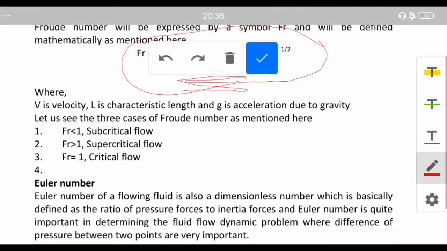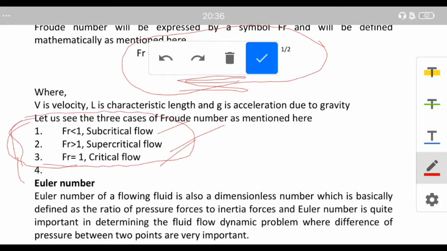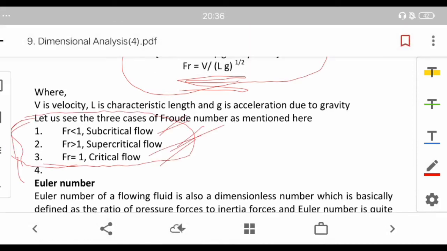Now just note one thing, if the Froude number is less than 1, the flow is called subcritical flow. If the Froude number is greater than 1, it is called supercritical flow, and if the Froude number is equal to 1, it is called critical flow. This Froude number will have wide applications in open channel flow. When we read about open channel flow, this Froude number will have various significances, and it will also help us to determine the type of flow in the channel.